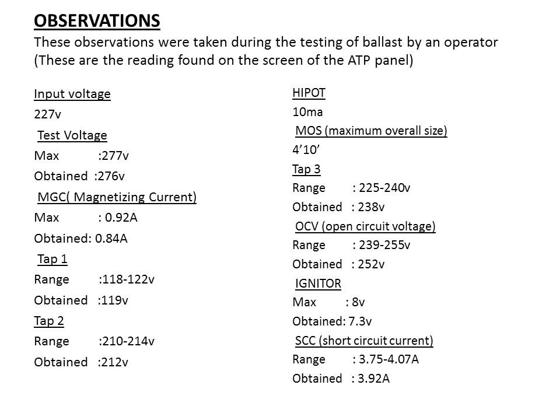High pot is 10 milliamps. MOS maximum overall size is 4 inches. Tap 3 range is 225 to 240 volts, obtained is 238 volts. Open circuit voltage is from 239 to 255 volts, obtained is 252 volts. Igniter maximum is 8 volts, obtained is 7.3 volts. Short circuit current is 3.75 to 4.07 amps, obtained is 3.92 amps. As you can see, all the values that we got are inside the range, therefore the ballast is a pass.